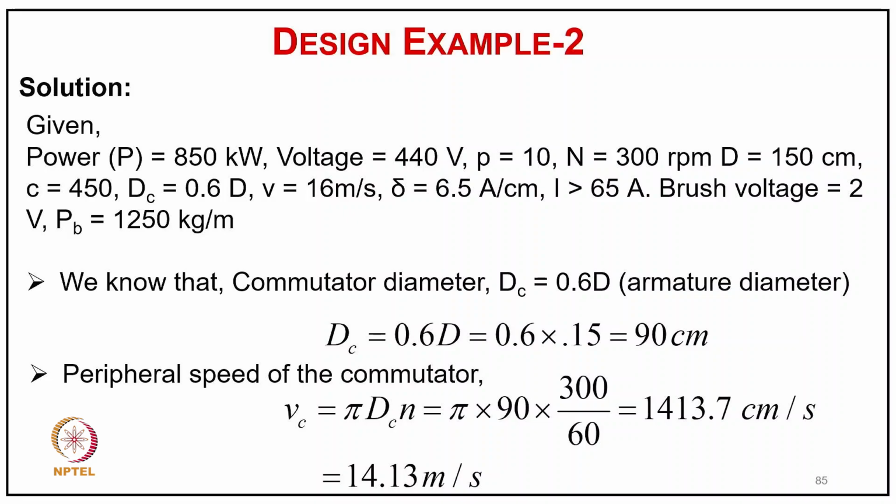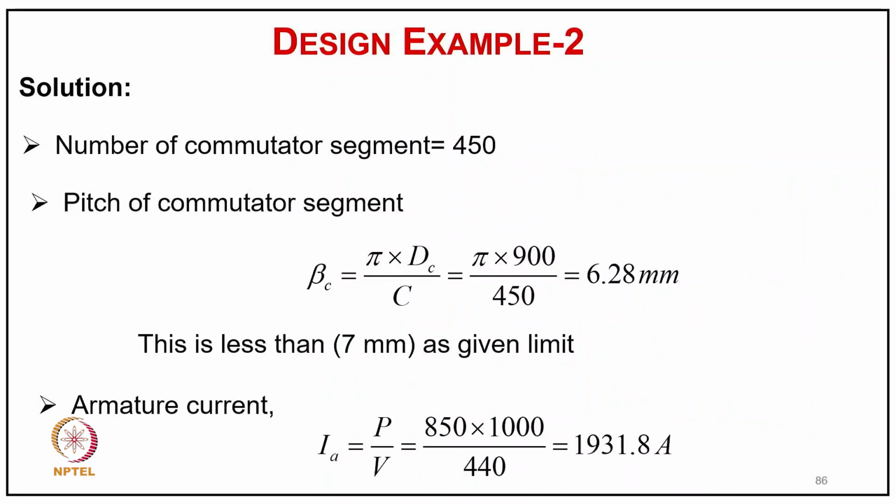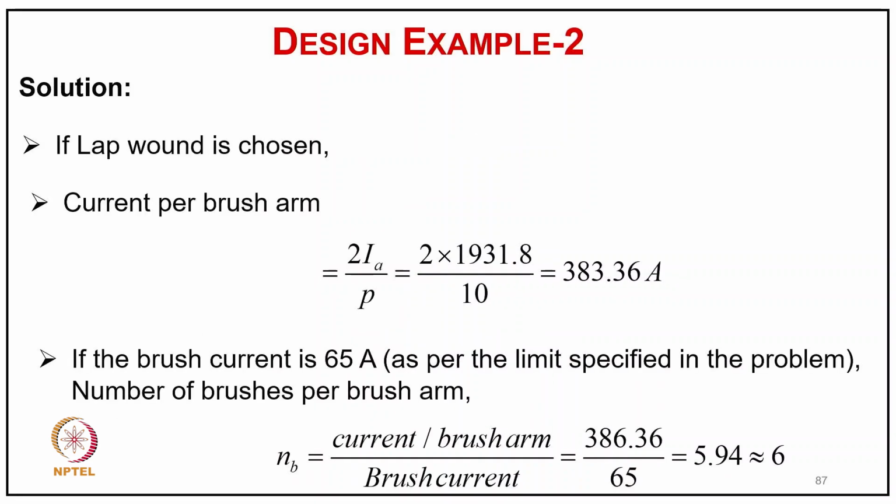We know the commutator diameter D_C is equal to 0.6 D, so that becomes 90 centimeter, and the peripheral speed of the commutator is V_C equal to pi D_C N, which becomes 1413 centimeter per second, so it becomes 14.13 meter per second. Now the number of commutator segments is 450, so the pitch of the commutator segment is b equal to pi D_C upon C, which becomes 6.28 millimeter, less than the given limit of 7 millimeter. The armature current I_A equal to Q upon V, that becomes 1931.8 ampere.